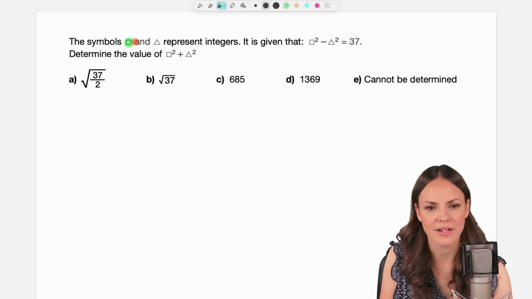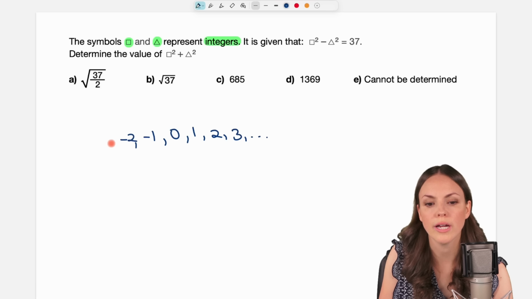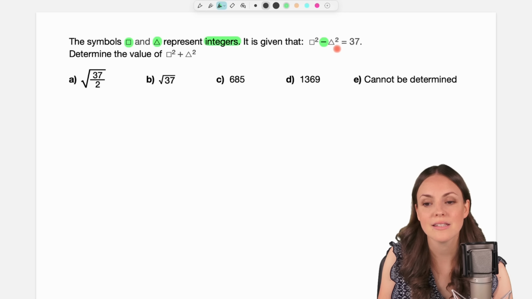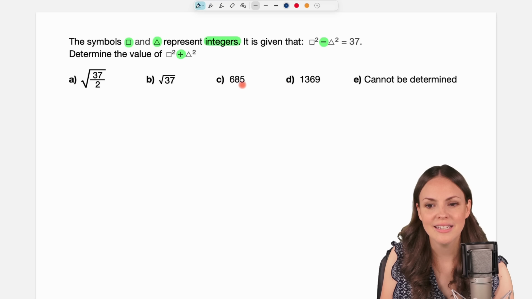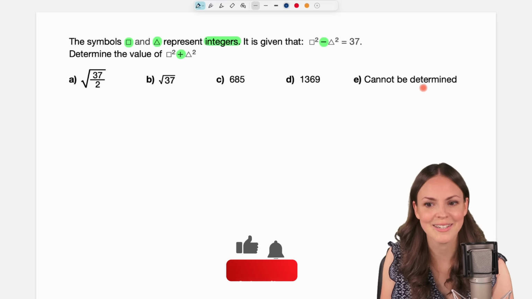The symbols square and triangle represent integers. Integers are numbers like 1, 2, 3, and so on, but also 0 and -1, -2, and so on. It is given that square squared minus triangle squared is equal to 37. Determine the value of square squared plus triangle squared. We get these possible answers. "Cannot be determined" is actually one of them, so let's keep in mind that this is a possibility.